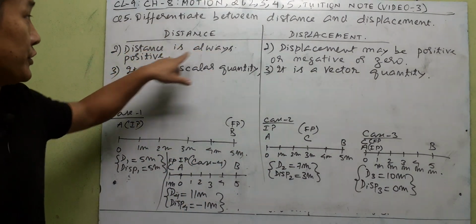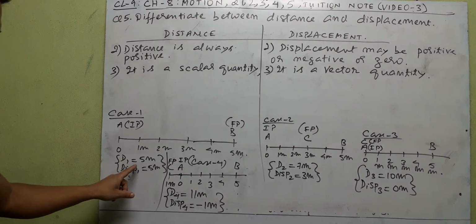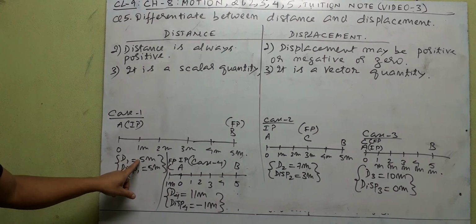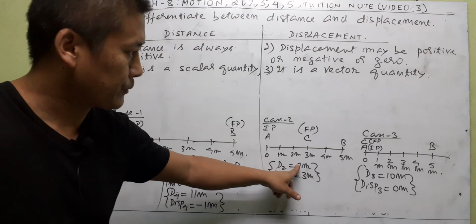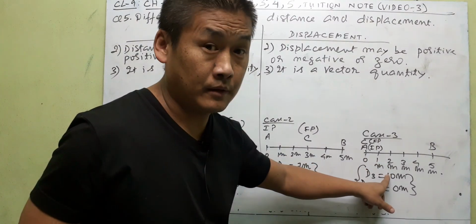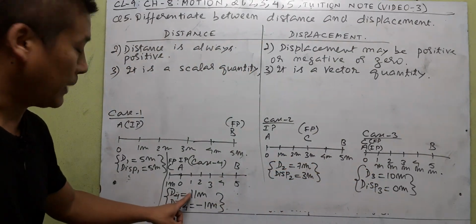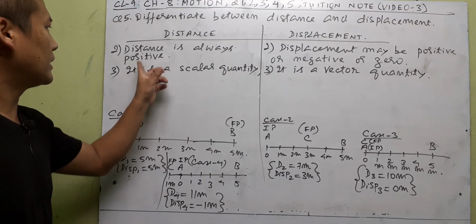Distance is always positive. Let us see whether it's true or not here. Case 1, +5 distance. Case 2, +7. Case 3, +10. Case 4, +11. Always positive. So that is correct.